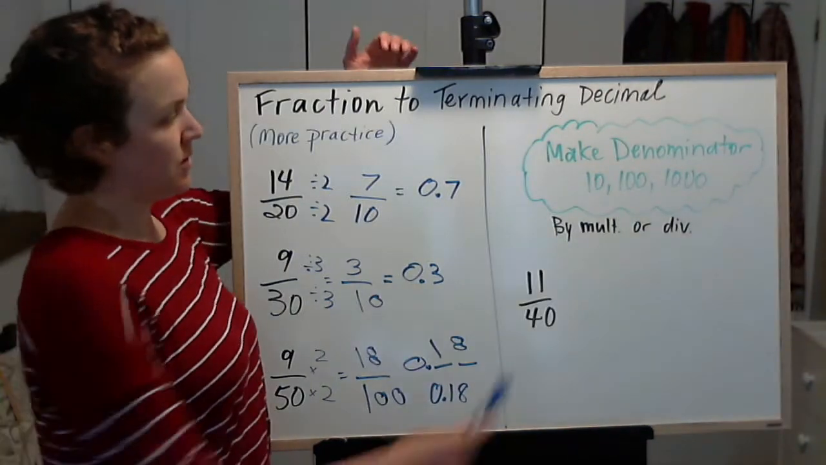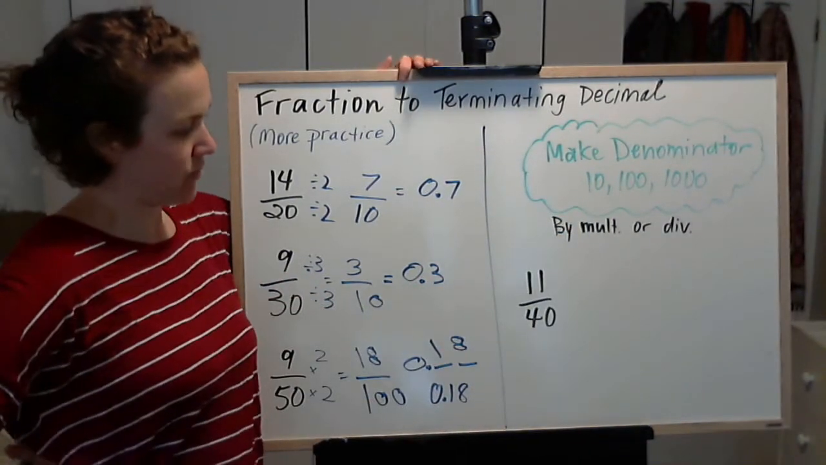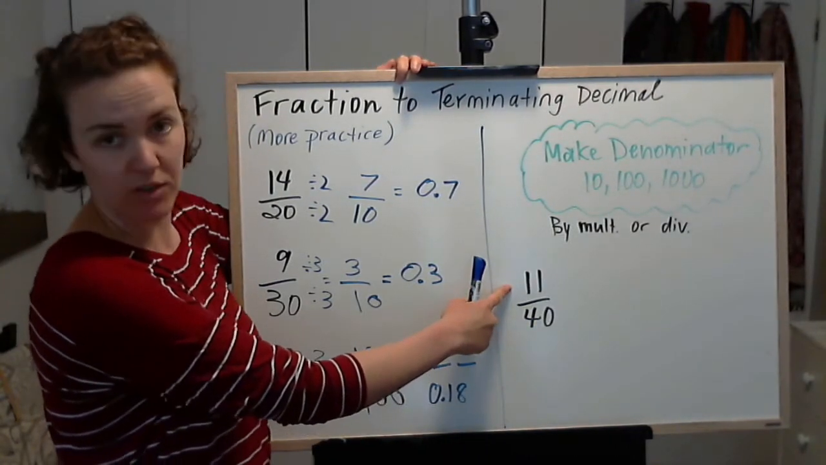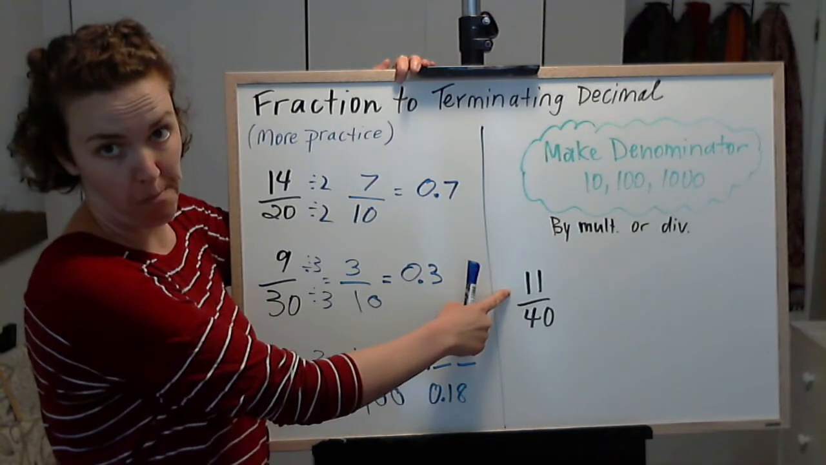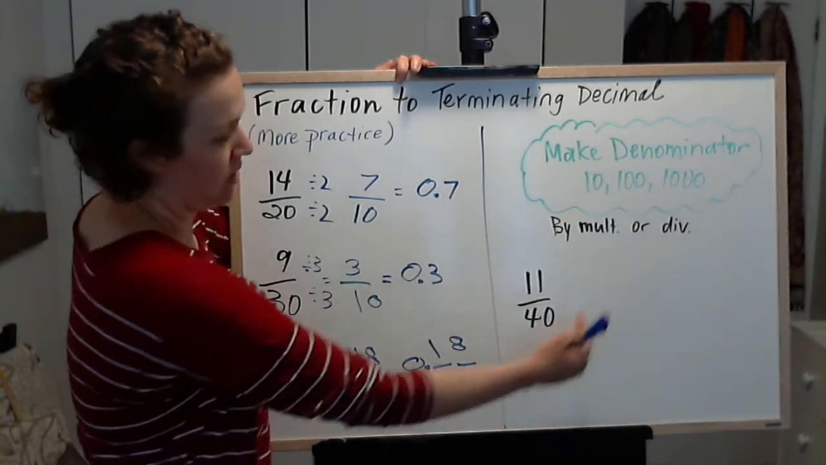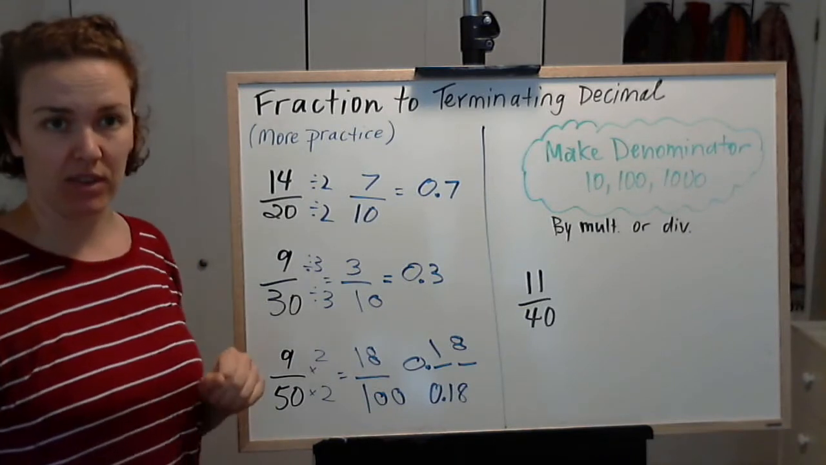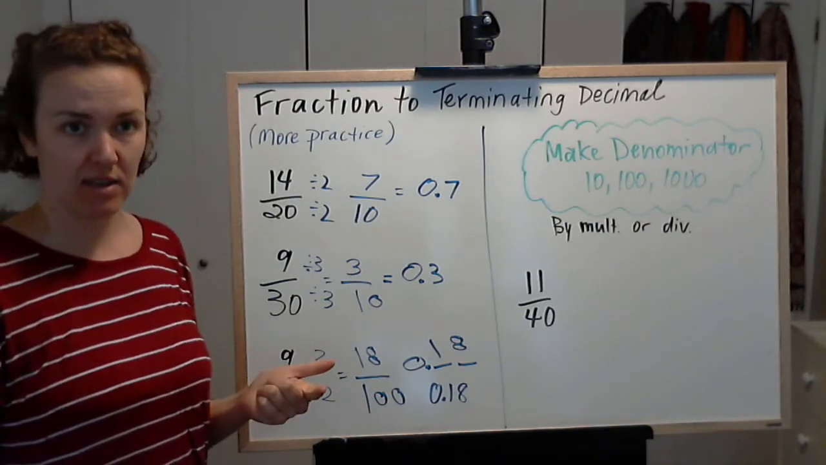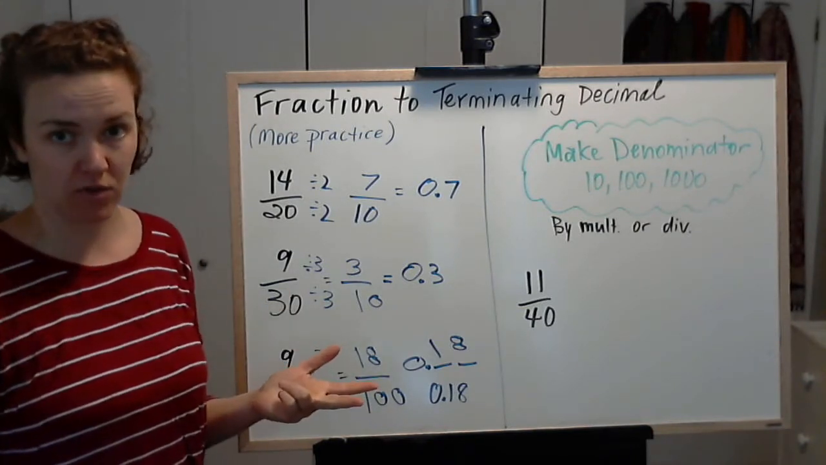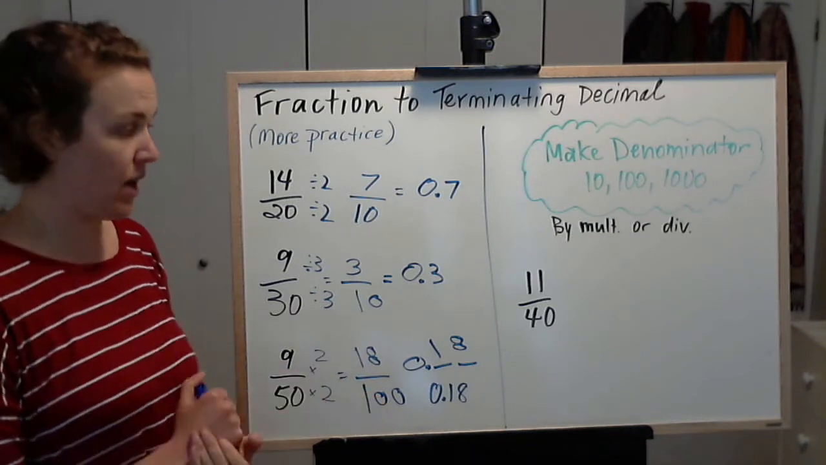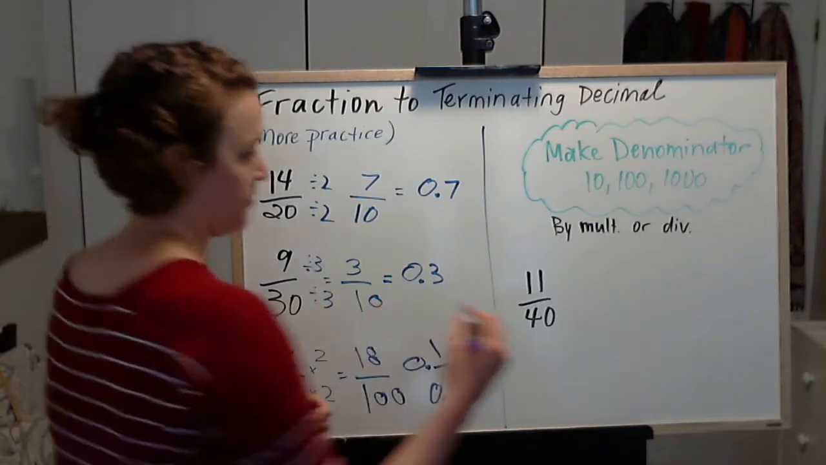11/40ths. Can I use 10 as a denominator? Well, that would be 40 divided by 4, and I cannot do 11 divided by 4. What about 100? 40 times what gives me 100? It doesn't go evenly, because 40 times 2 is 80, and then if I add another 40, that's 120. So it looks like I have to do 1,000 as the denominator.